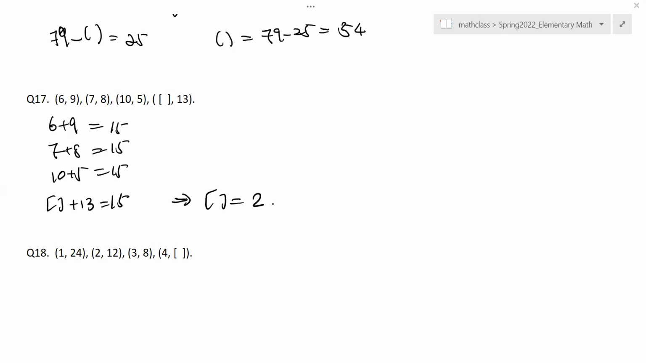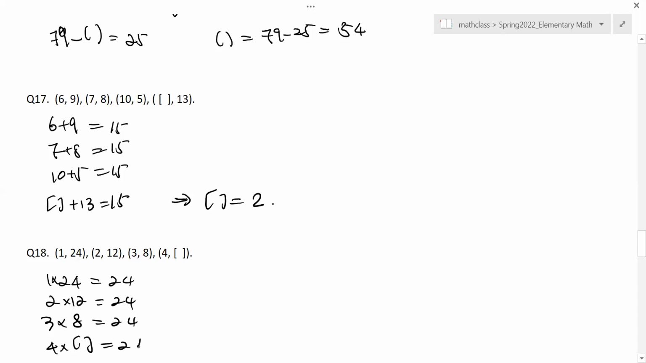All right, so let's see, we try subtraction, division, multiplication, and addition, right? And I find out multiplication is the best. So 1 times 24 is 24. 2 times 12 is 24. 3 times 8 is 24. So 4 times some number should be equal to 24. And that number is going to be 6. Okay, great.